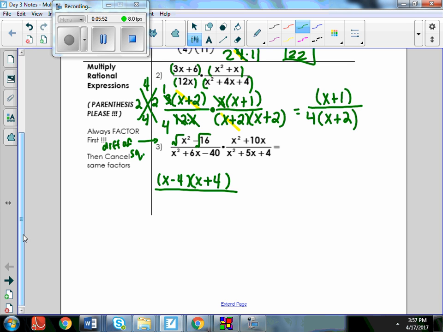Okay, how about on the bottom? This is nice, it's not swing method. So what multiplies to 1 times negative 40 and adds to make 6? 4 and 10? And 4 is negative? You think? Okay, so we have x minus 4.